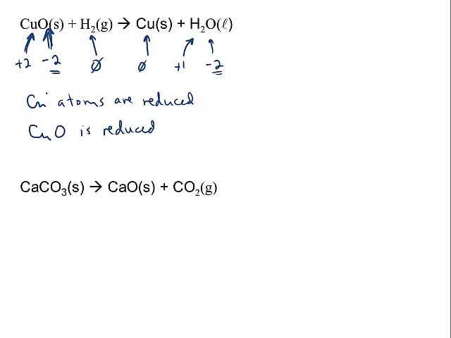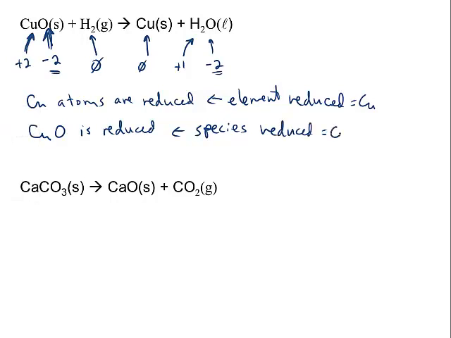So the element reduced equals copper. The species reduced, species is a general chemical term for chemical thing. So the species reduced is copper oxide, copper 2 oxide in this case.